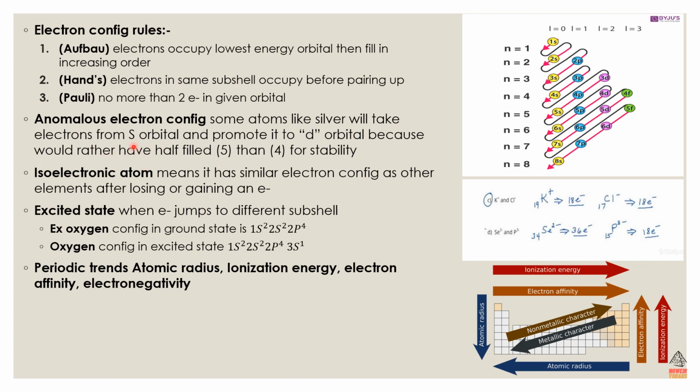Next you have anomalous electron configuration. Some atoms like silver will take electrons from the s orbital and promote them to the d orbital because they would rather have a half-filled 5s orbital than 4d for stability.